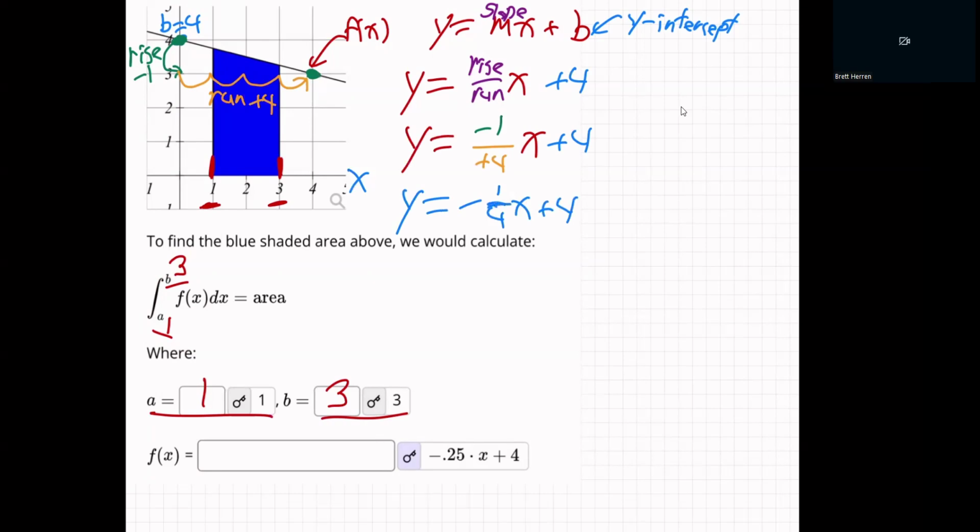You can type it in that way and just put that in the box here, -1/4 x plus 4. Or you can make it a decimal, -0.25, same thing. So we just found the equation of that line. It's rise over run, slope times x plus the y-intercept. And so there we go.